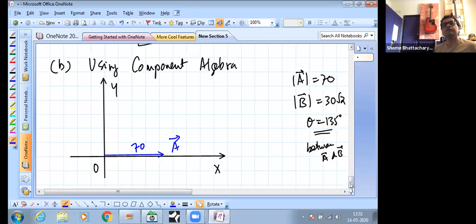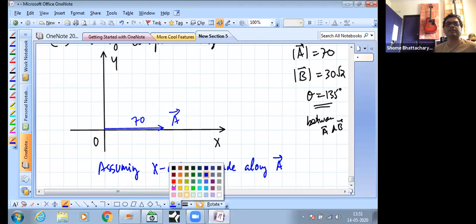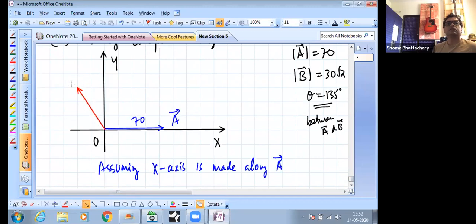So assuming that we have drawn a coordinate frame such that the x-axis is made along the direction of vector A. That's an assumption I'm making, and I'm free to draw my x-axis as I want. So there's no instruction in the question about it. Okay. Then accordingly, where will my vector B lie? My vector B will lie somewhere like this. In comparison, the vector B would be such that with respect to vector A, it's making an angle of 135, and its magnitude is 30 root 2.